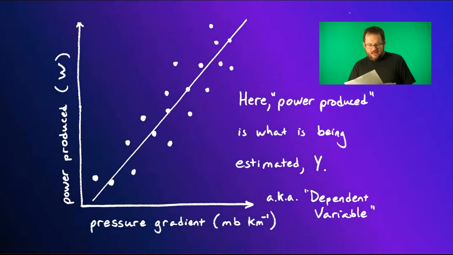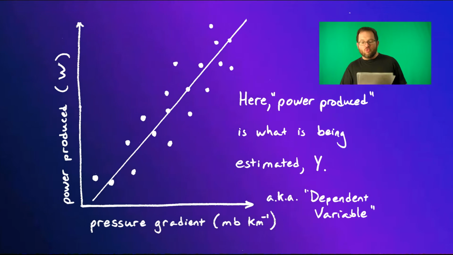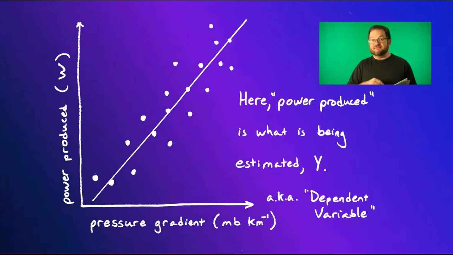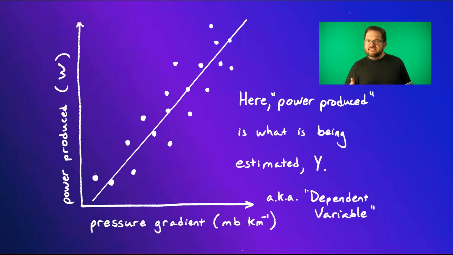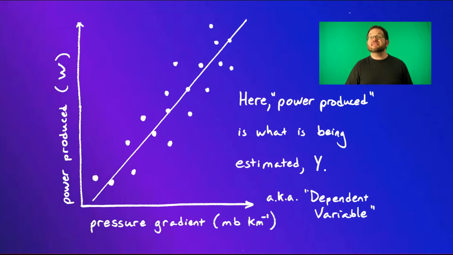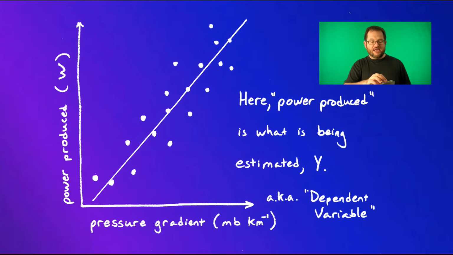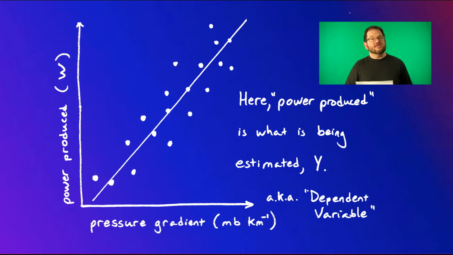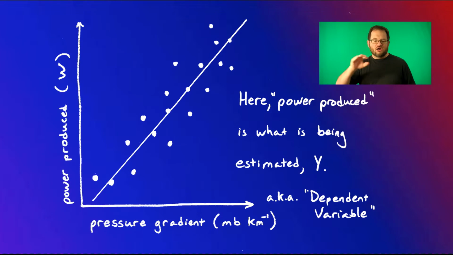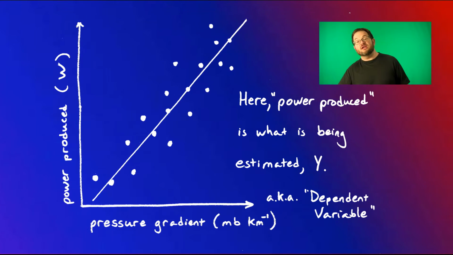All right. Here, power produced is going to be on the y-axis. This is what is being estimated. Now, the right word for this in a statistical conversation when you talk about correlation and best fit lines and so on is that this is the dependent variable. So the x is the independent variable, and the y, which is your forecast, your predictand, what you are trying to predict and estimate, is your dependent variable. It depends on the other variable. The power produced is going to depend on the pressure gradient.